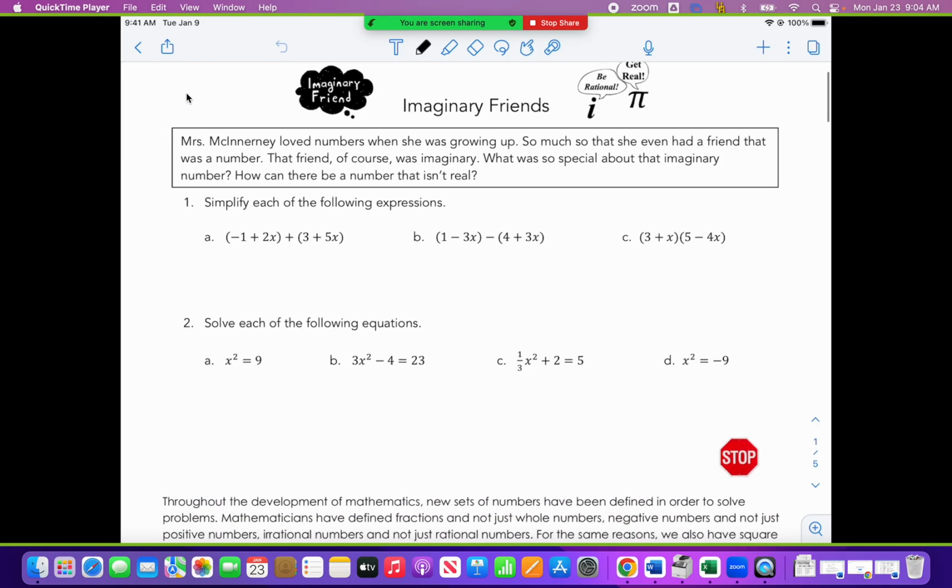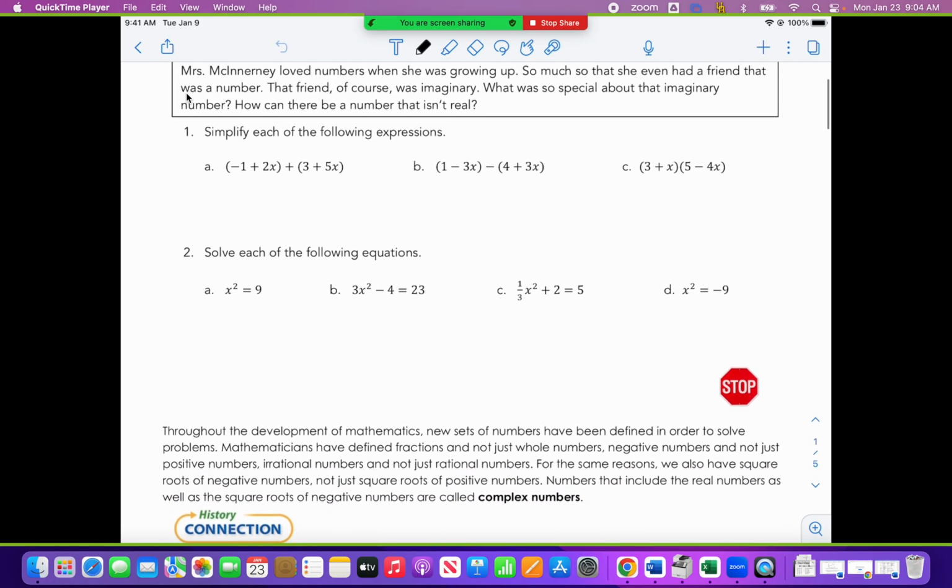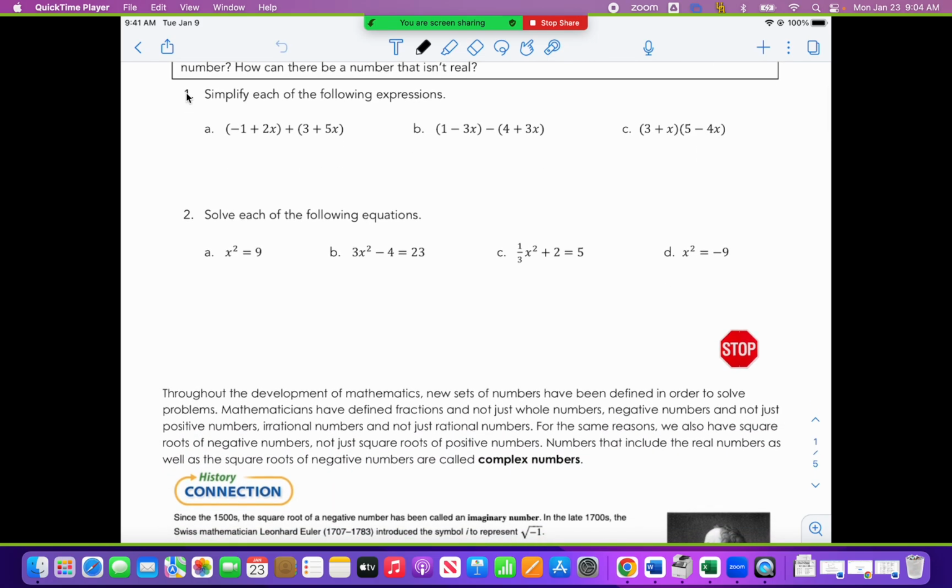So, what I want to do to lay a foundation for this is I want you to try 1 and 2 on your own. These are things you already know. So, let's start here.